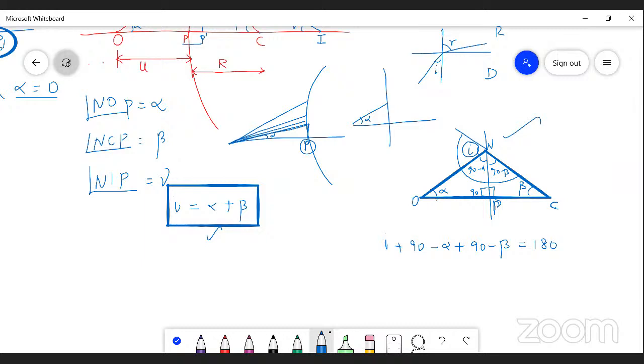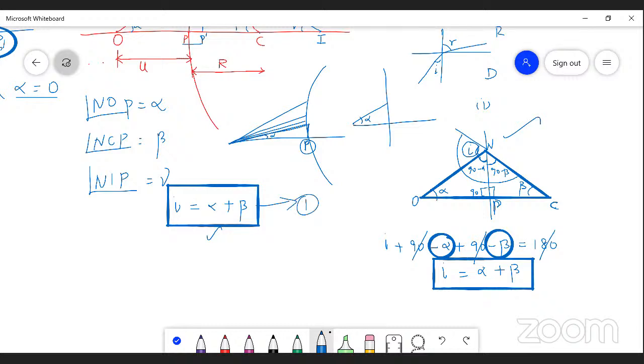See, this diagram is a very important diagram. So I, plus 90 minus alpha, plus 90 minus beta, is equal to the overall angle, 180 degrees. So 90, 90, 180 cancel. The negative values go to the other side, so positive alpha and positive beta. So I is equal to alpha plus beta. This is equation number 1.